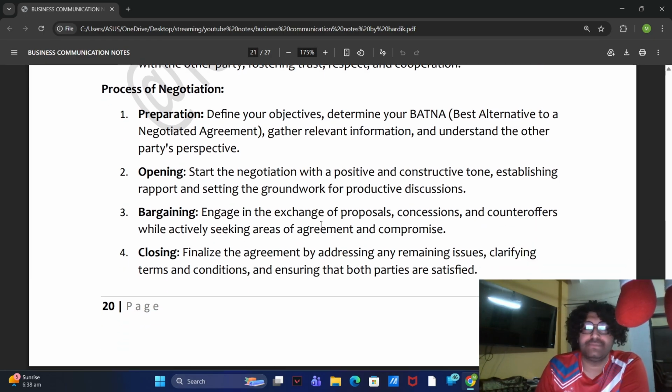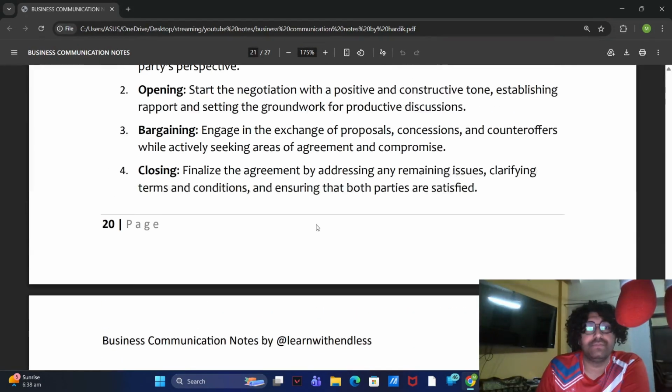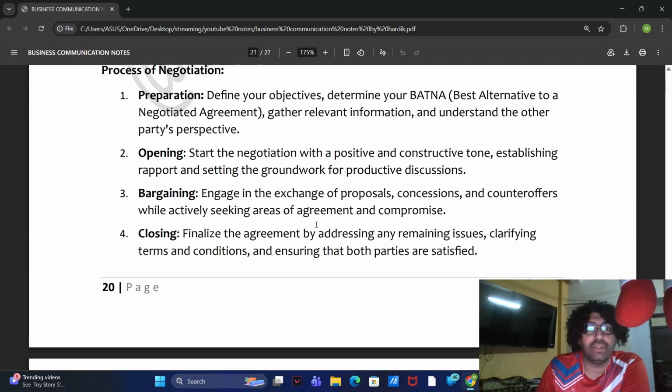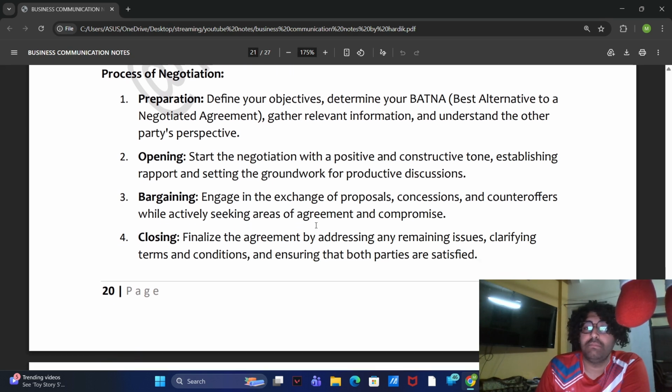Process of negotiation: preparation, opening, bargaining, closing, implementation. Let's go through them one by one. Preparation. Define your objectives. Determine your BATNA, best alternative to a negotiated agreement. Gather relevant information and understand the other party's perspective.